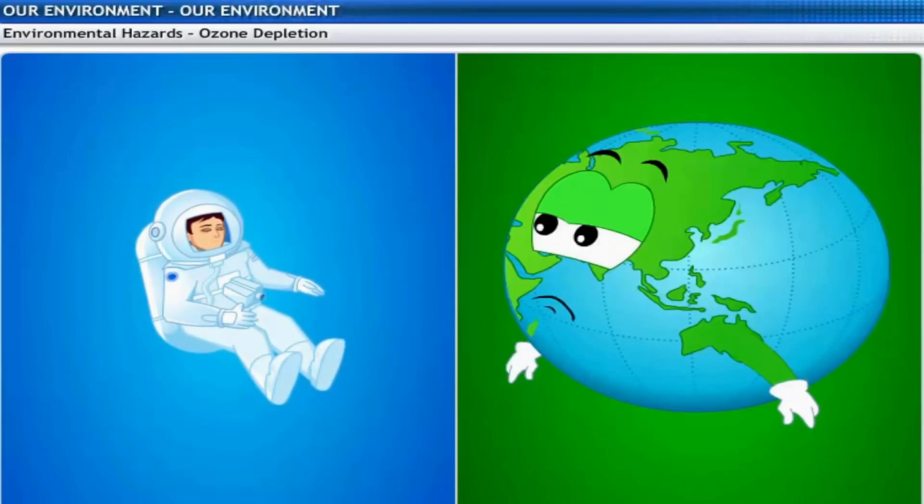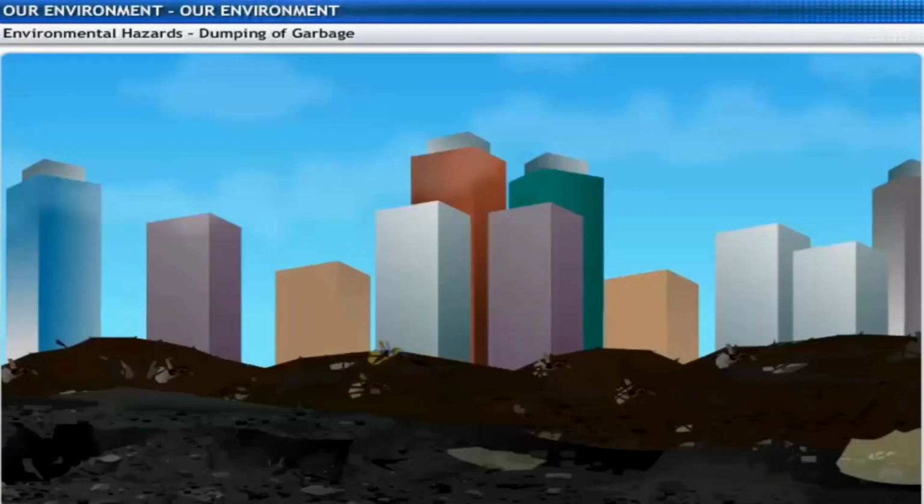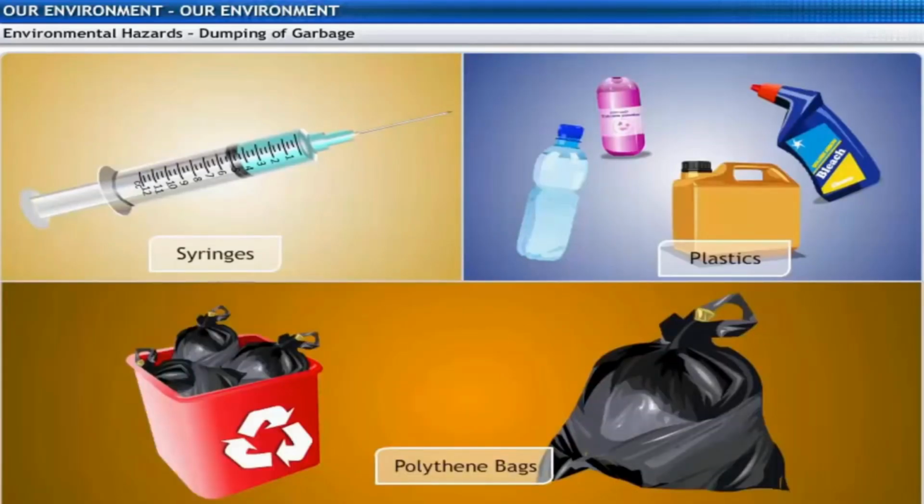Let's look at another hazard. Visit any town or city, and you are sure to find heaps of garbage or solid waste. The increased use of non-degradable items such as syringes, plastics, and polythene bags has resulted in much of your waste becoming non-biodegradable. What do you think will be the impact of these on the environment?